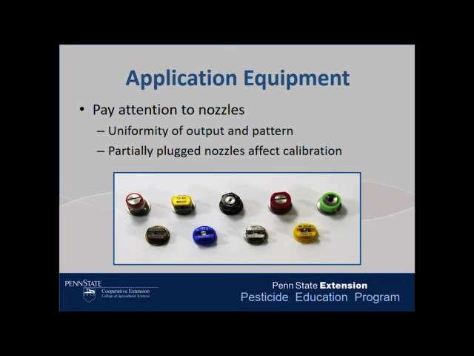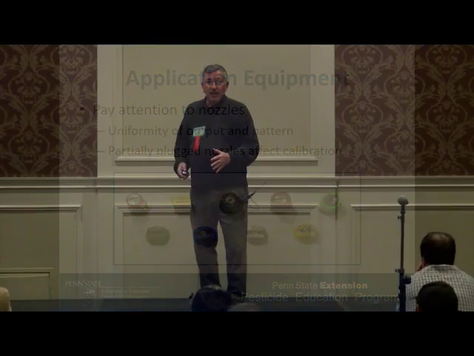So pay attention to nozzles. We're trying to get uniformity of output, and we're trying to make sure that we have the right nozzle for droplet size. If you're using a boom sprayer, have uniformity across that boom. Those nozzles should be within 5% of the average output of all the nozzles in that boom. If any of them vary by more than 5%, you should be replacing those nozzles, and probably you should replace all the nozzles at one time, put all new nozzles on there, and make sure you have that uniform distribution coming out.